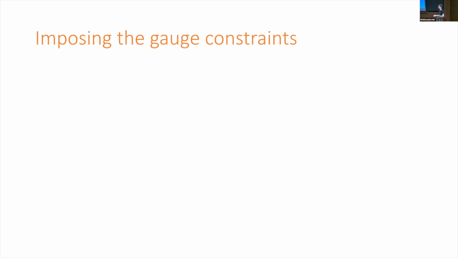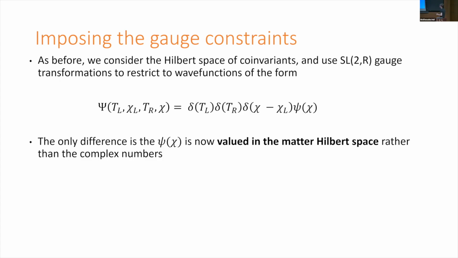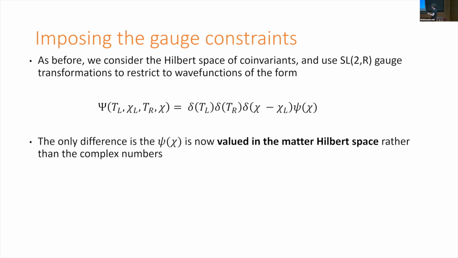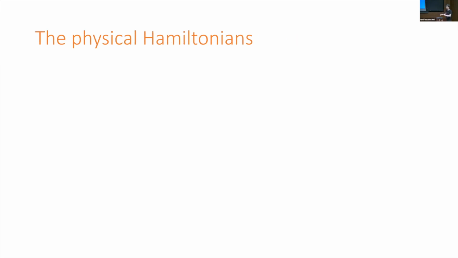So to impose the constraints, we again go to the co-invariant Hilbert space, and we do essentially the same thing as before, except we can again use the SL2R gauge transformations to write our wave function as a delta function of TL, TR, and chi-R minus chi-L. The only difference is that now this wave function psi of chi is valued in the matter Hilbert space. So it's a map from the real numbers to the matter Hilbert space H matter. Okay, so we've added in that matter Hilbert space. The physical Hilbert space is L2 of R, this chi, tensored with H matter. Okay, so that was all basically the same.